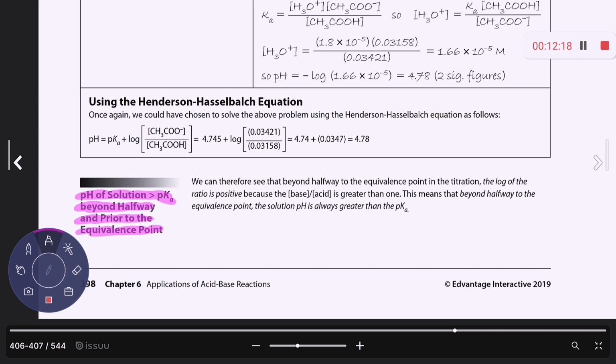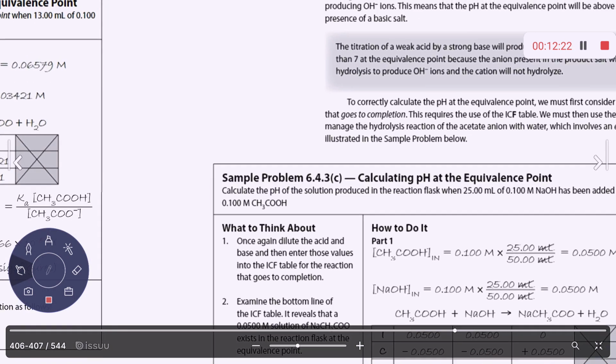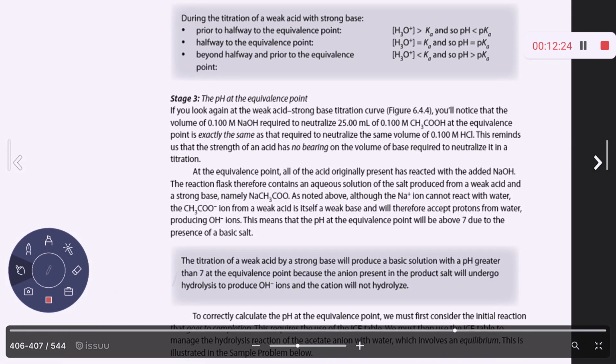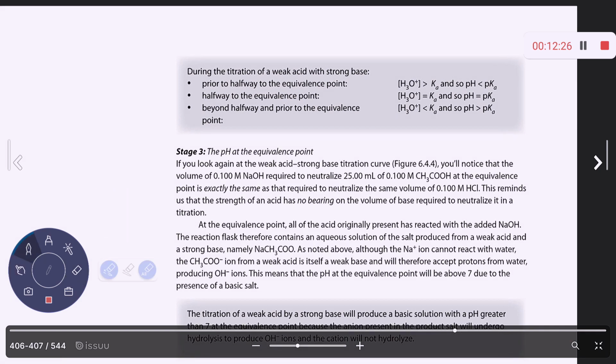Look at the top of the next page. They give you all this information for the weak acid with a strong base. So prior to halfway to the equivalence point, they tell you pH is less than the pKa, halfway, pH equals the pKa, beyond halfway, but before you hit the equivalence point, the pH is greater than the pKa, okay? And then stage 3, can I go on?